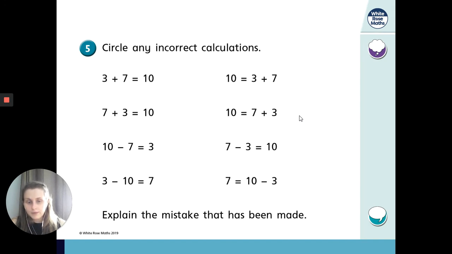Okay, let's get ready for your answer then. So the ones which are incorrect are these. So 3 take away 10 equals 7, and 7 take away 3 equals 10. So in the first one, 3 take away 10 equals 7. Again, we've got that problem where 3 is a smaller number than 10. If I took 10 away from 3, it wouldn't be 7 because 7 is bigger than 3, so it can't be that one. For 7 take away 3 equals 10, well, we know that 7 take away 3 was actually 4, so that one isn't correct.